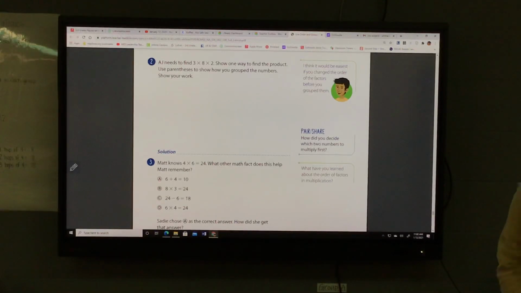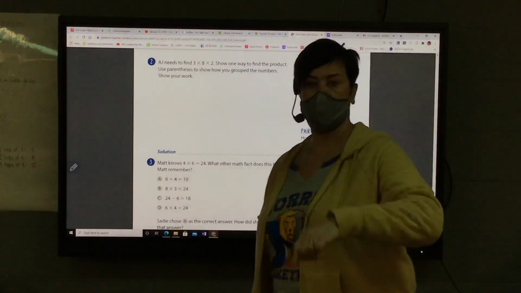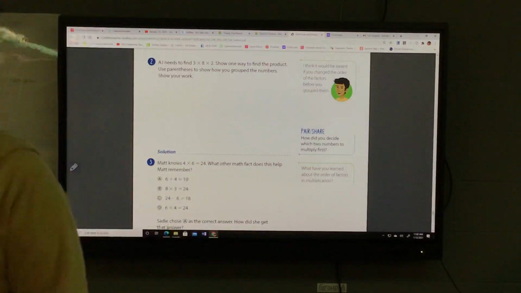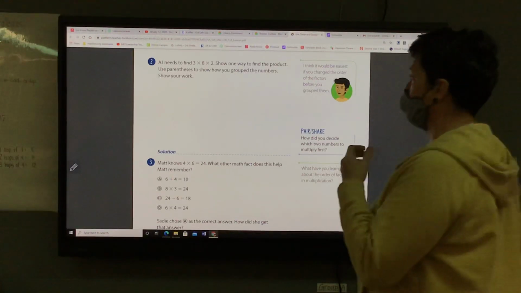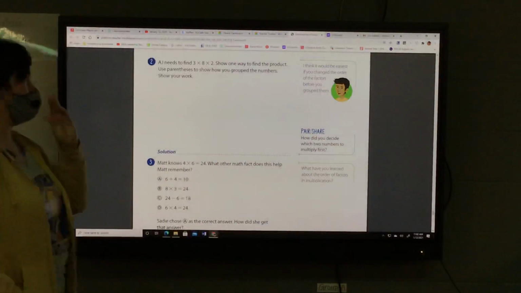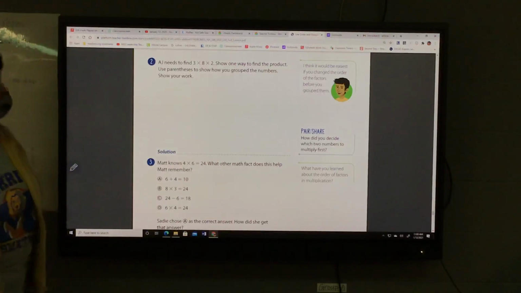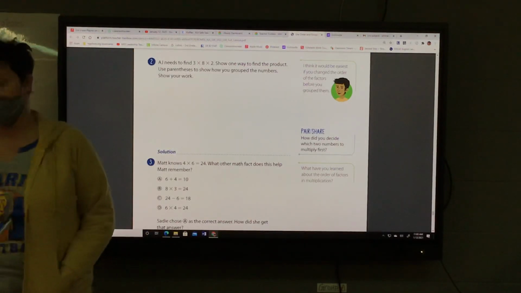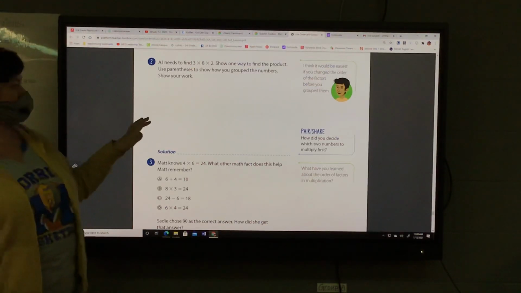Okay, is everybody ready for problem 2? Are you still working, Reese? Okay. Okay, you have the product and you labeled it. Yeah. Alrighty. Problem 2. AJ needs to find 3 times 8 times 2. Show one way to find the product. Use parentheses to show how you grouped the numbers.